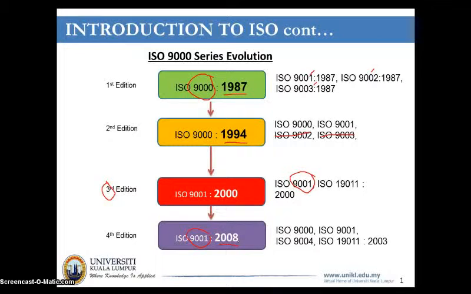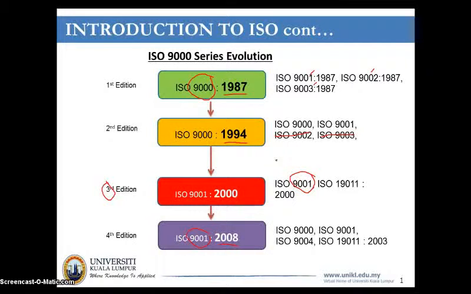The next revision is in 2015, which is expected to be established in September 2015. So what we can see in the evolution is that ISO has determined that a standard needs to be revised on a 5-year cycle. But in actual practice, it doesn't seem to be 5 years. As you can see, from 1987 to 1994, there is a big gap, more than 5 years.